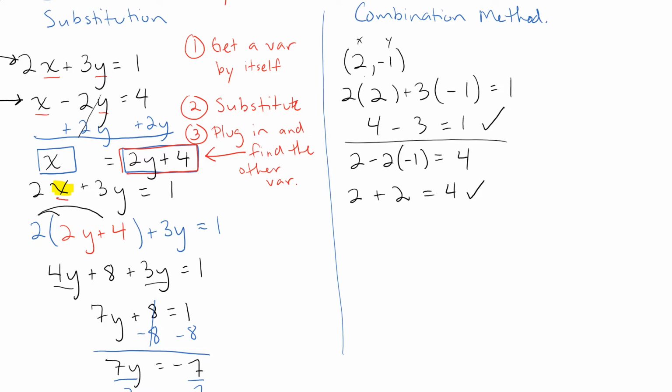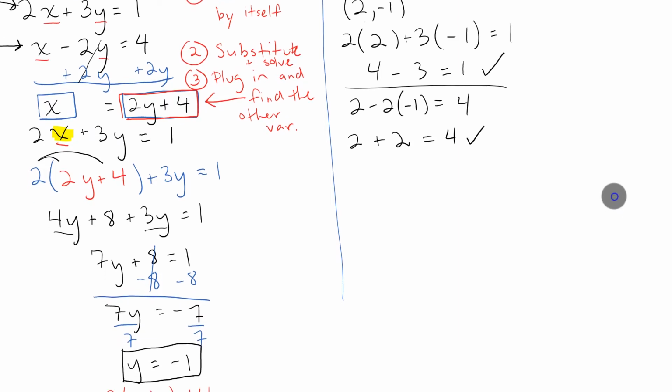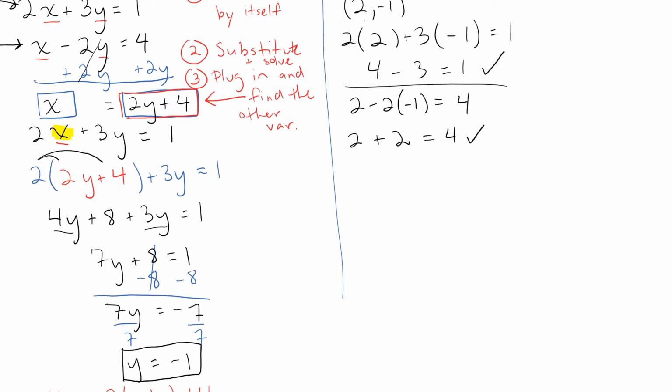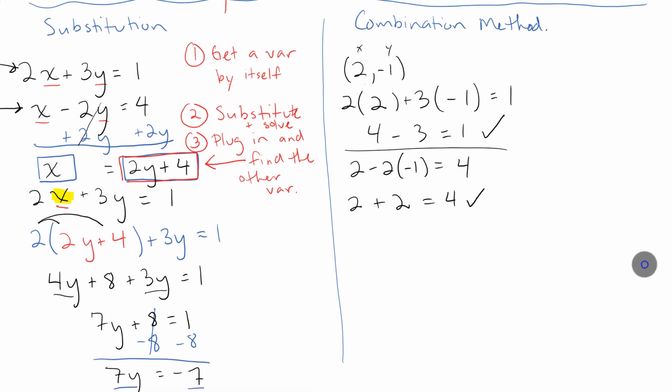So again, what were those steps that we did? Using the substitution method, we first get a variable by itself. Then we substitute using that equation where we got it by itself and solve. And then once we have one variable that's solved for, we plug it in and get the other variable by itself. So that way you can have both variables.